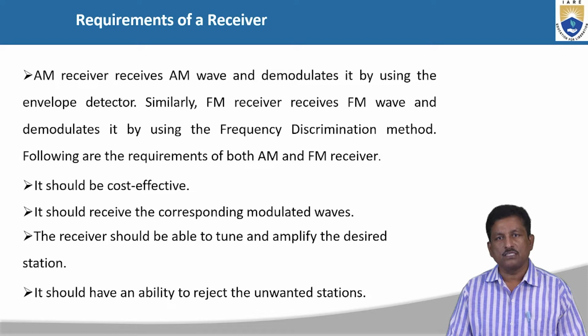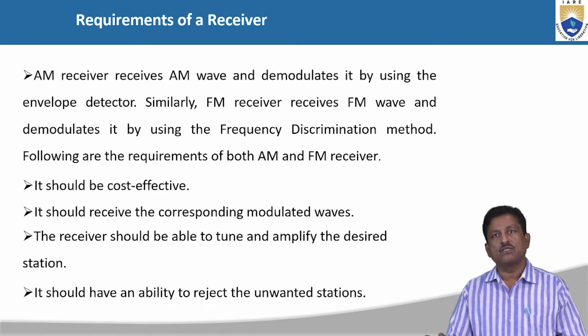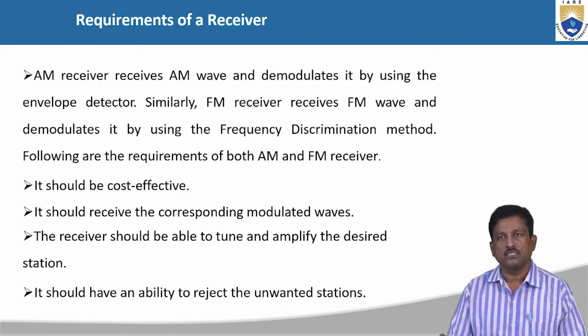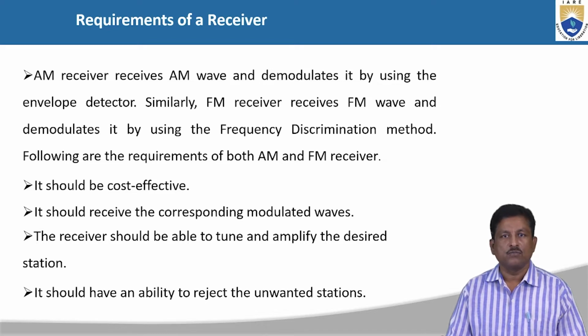Another one is unwanted signals. Suppose noise or unwanted signals are there. The receiver should be able to reject or remove those unwanted signals and allow only the wanted signals. This is about the main properties or features of a receiver while designing any type of receiver. It may be a TRF receiver, or a superheterodyne receiver, or, based on the modulation techniques, we have the AM receiver and the FM receiver.